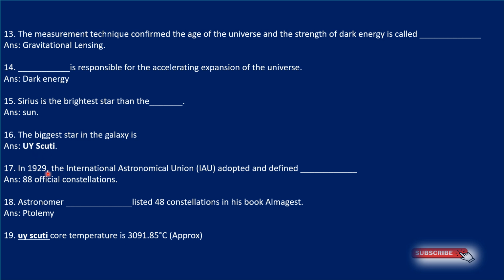In 1929, the International Astronomical Union, that is IAU, adopted and defined 88 official constellations. Astronomer Dash listed 48 constellations in his book Almagest. It is Ptolemy. UY Scuti's core temperature is 3091.85 degrees centigrade.